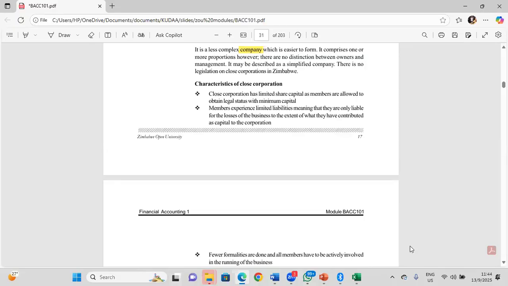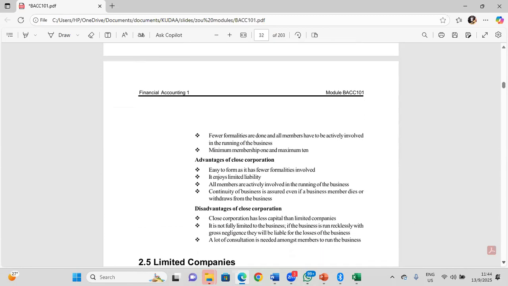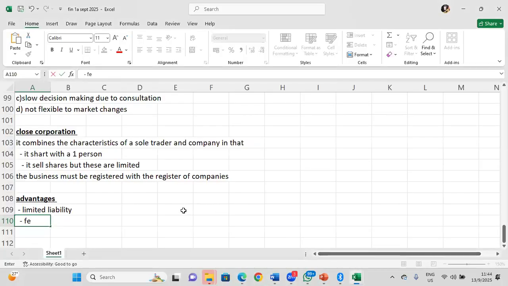Then also, in terms of the paperwork, there are fewer legal formalities as compared to a company. It means you don't have quite a lot of obligations to follow, like if it's a company. For a company, there are a lot of rules that you need to abide by. You need to be paying the taxes. If it's a closed corporation, there are fewer formalities. Of course, they are there, but they are fewer as compared to a company.